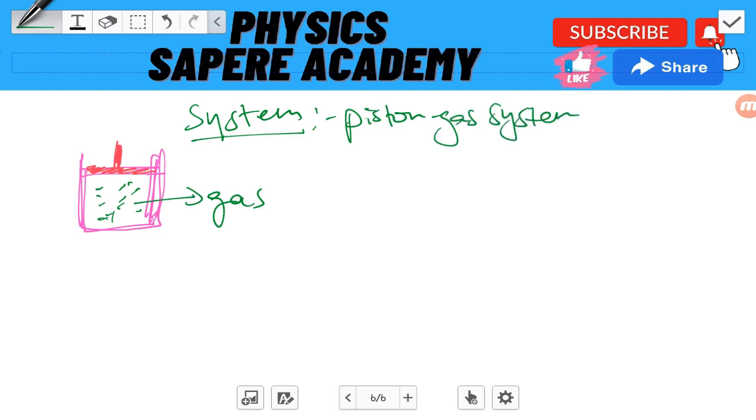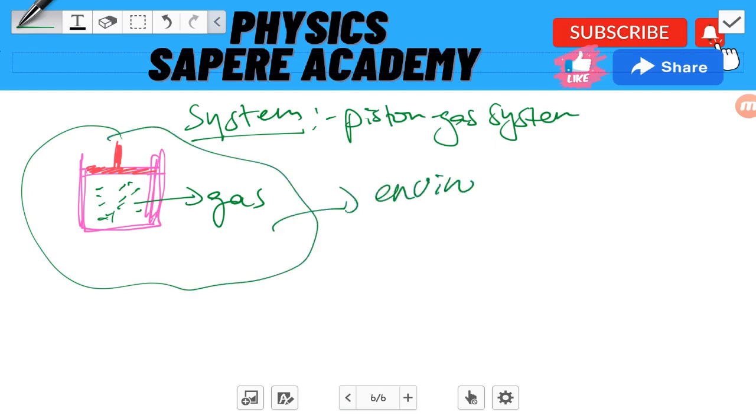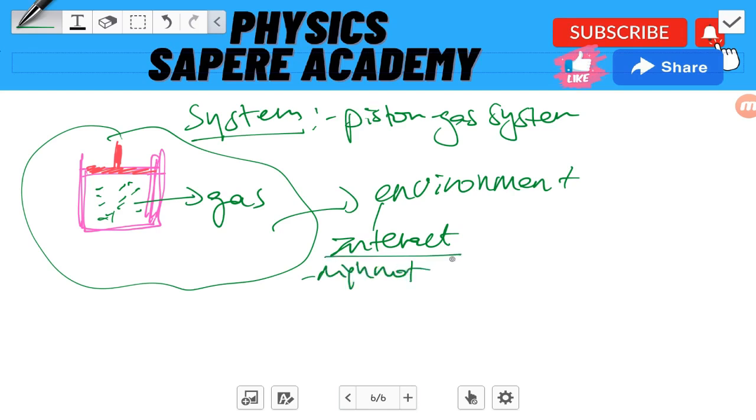Now every single thing outside of it is called the environment. This environment. Now the environment might interact with the system, or simply it might not. If it interacts, then we say that the system is not isolated. But if it can't interact, then my system is isolated. Also, when we investigate a system, we must make sure that the thing under consideration might be influenced by its environment, or it might not.